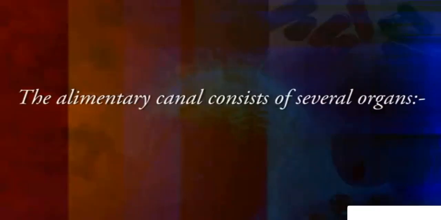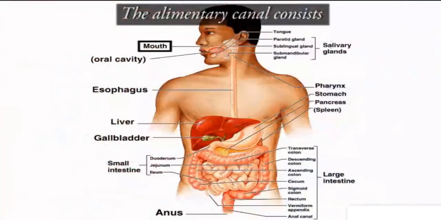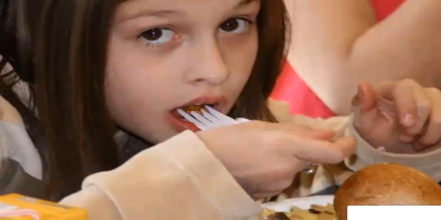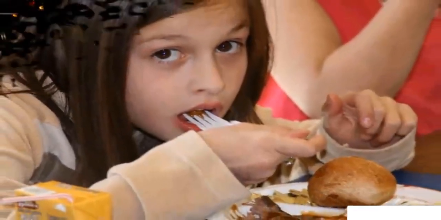The alimentary canal consists of several organs: mouth, buccal or oral cavity, pharynx, stomach, small intestine, large intestine, and 3 glands associated with it are salivary glands in buccal cavity, liver, pancreas. We eat various types of food which has to pass through the same digestive tract.